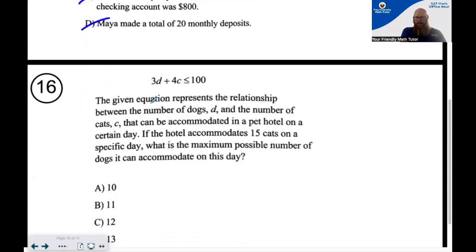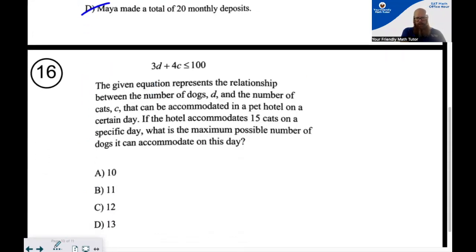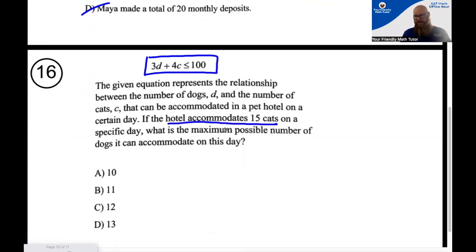All right, that brings us to the last problem. And this one we have an inequality. So again, this is just some inequality. It doesn't really fit the mold of the other problem. But again, I just noticed I have an inequality. It says if the hotel accommodates 15 cats. Well, I could probably guess that cats is C. So I'm just going to plug in 15 there.